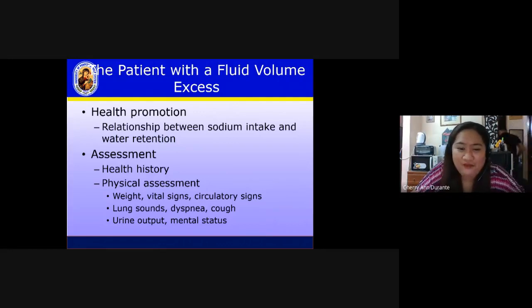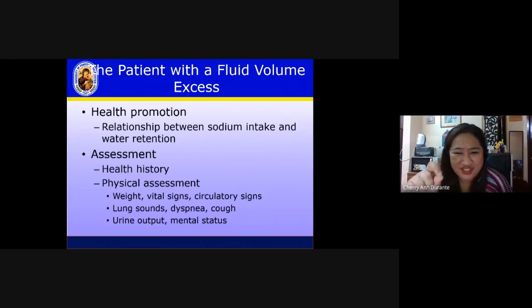So, pagka frothy, ibig sabihin, may air. So, pag nag-sputum ka, pag may phlegm ka, tas parang may bula-bula yung phlegm, ibig sabihin, may air. So, galing sa lungs, so frothy siya, okay? And then, blood tinge. Yan ang sign na meron kang pulmonary congestion because of fluid volume excess.